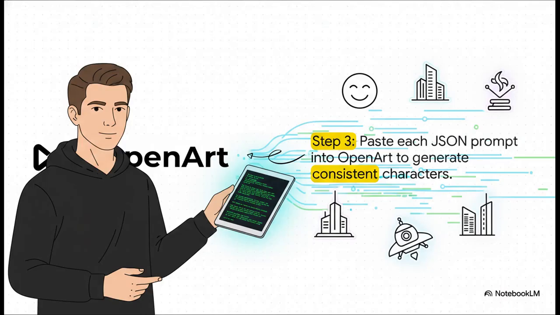All right, moving on to step 3, creating the assets. This is where it gets real. You take each one of those JSON prompts and you head over to an image generator, something like OpenArt.